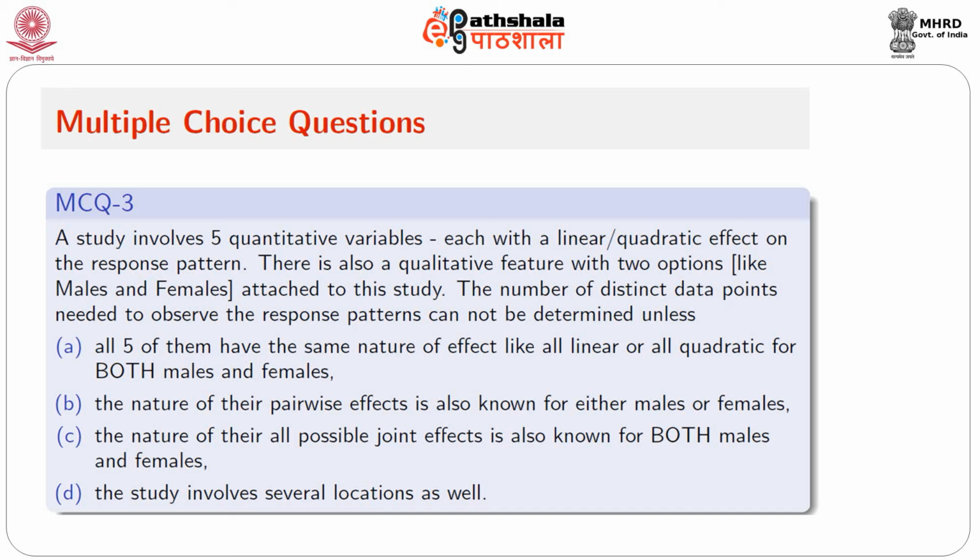The nature of their pairwise effects is also known for either males or females. The third one is the nature of their all possible joint effects is also known for both males and females. And finally, the study involves several locations. The most plausible answer is C, which is talking about the possible joint effects of all the 5 quantitative variables on both males and females. That will give maximum information on the model part, and hence we can find out how many distinct data points are needed. We need more information on the nature of the surface. That is coming out of option C.